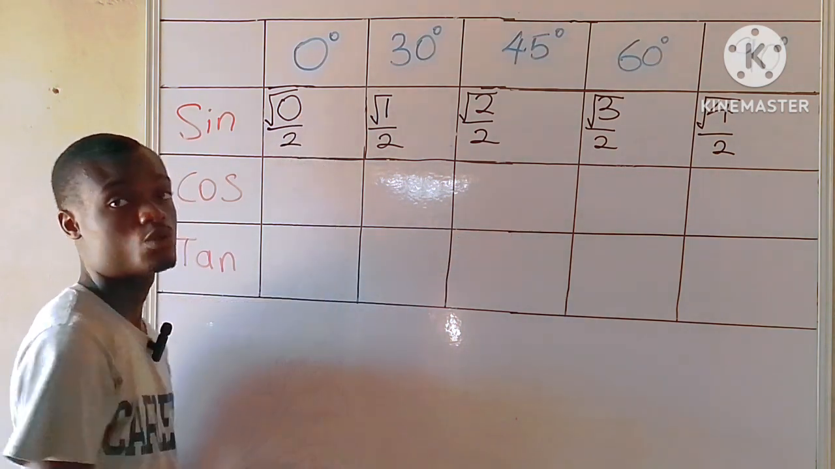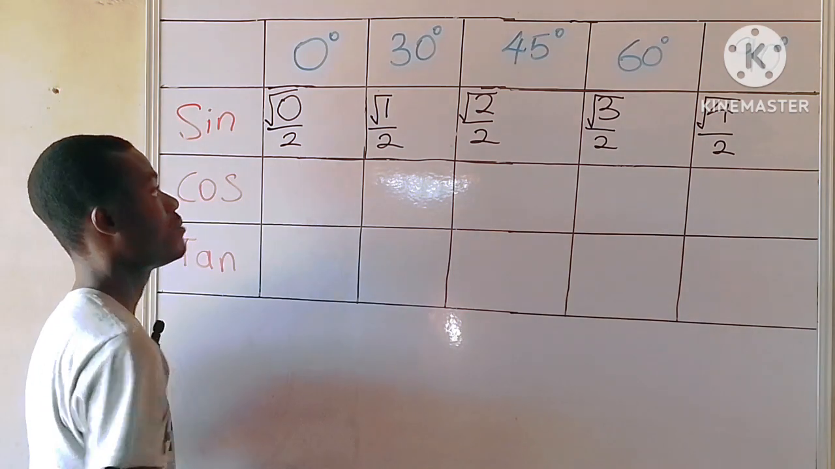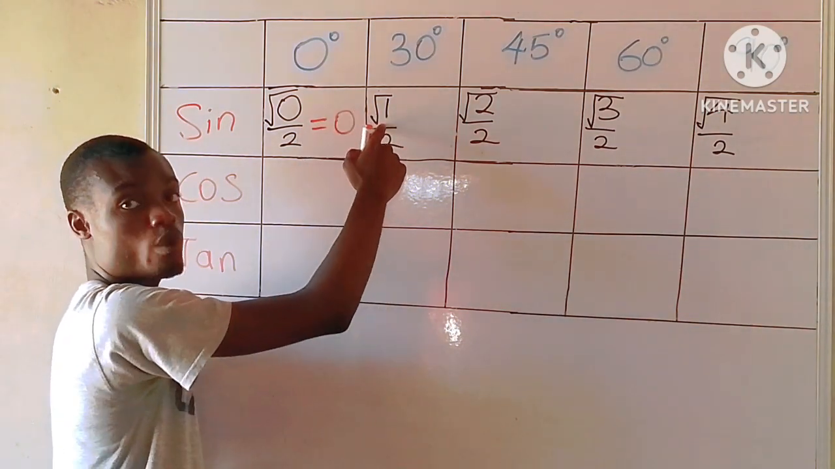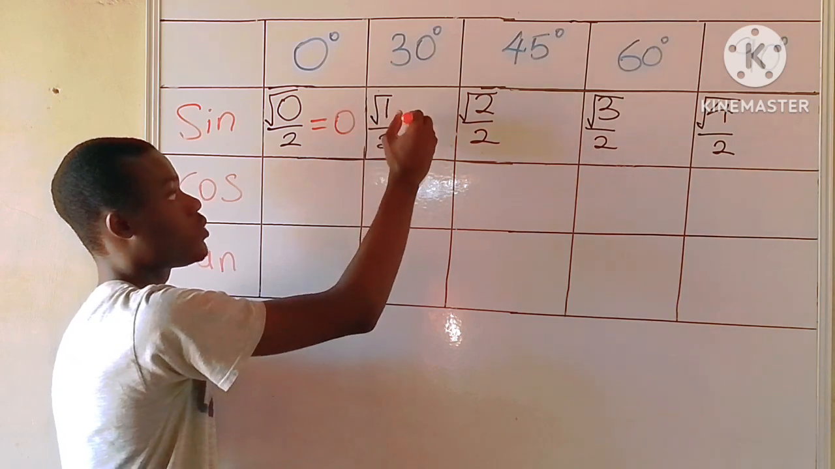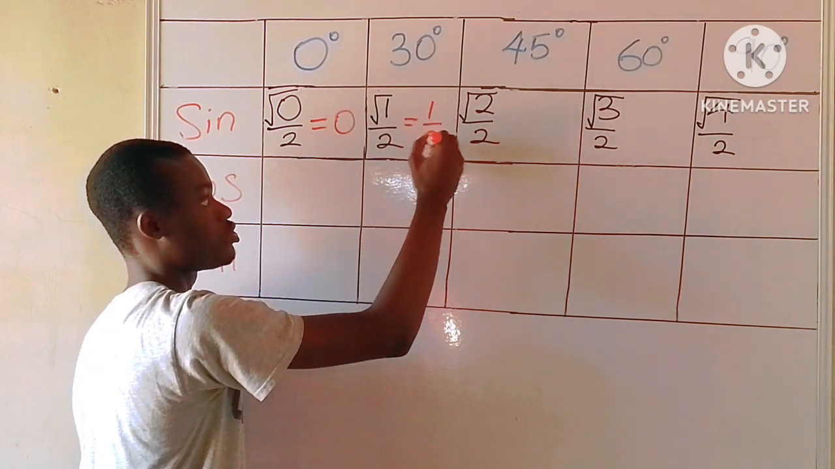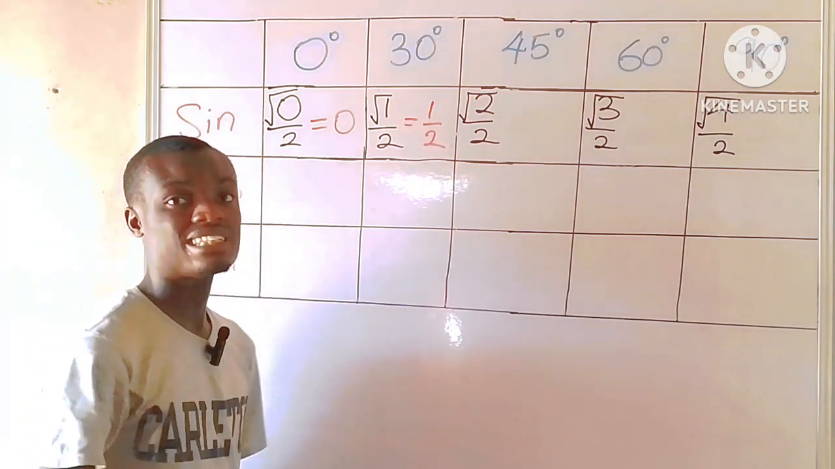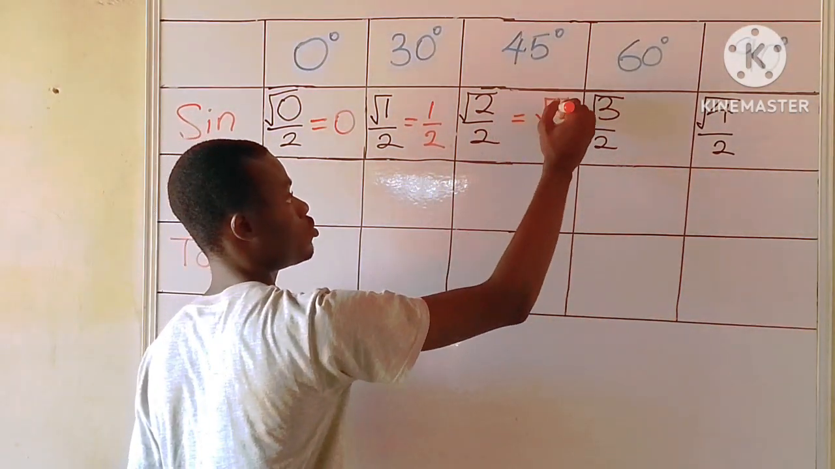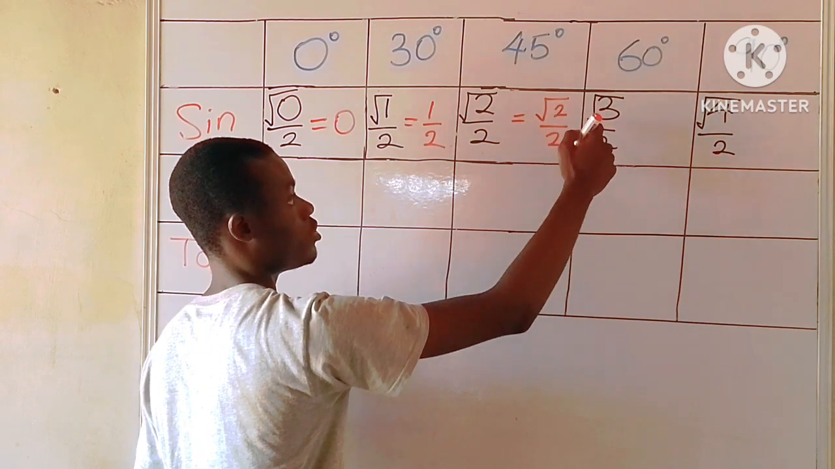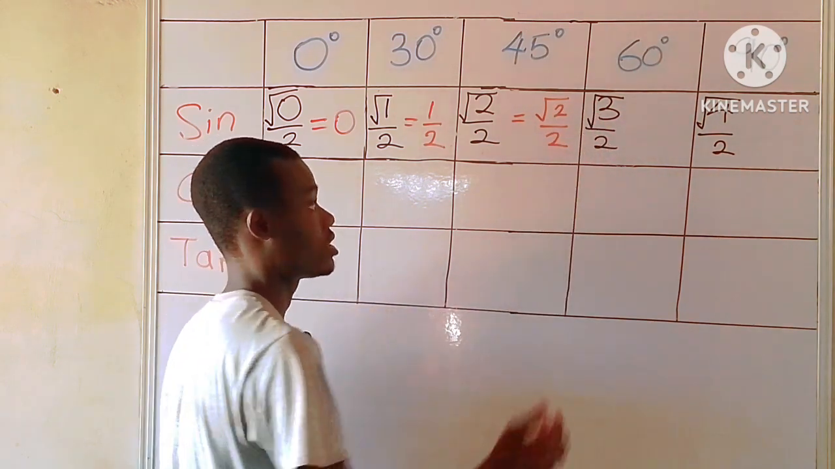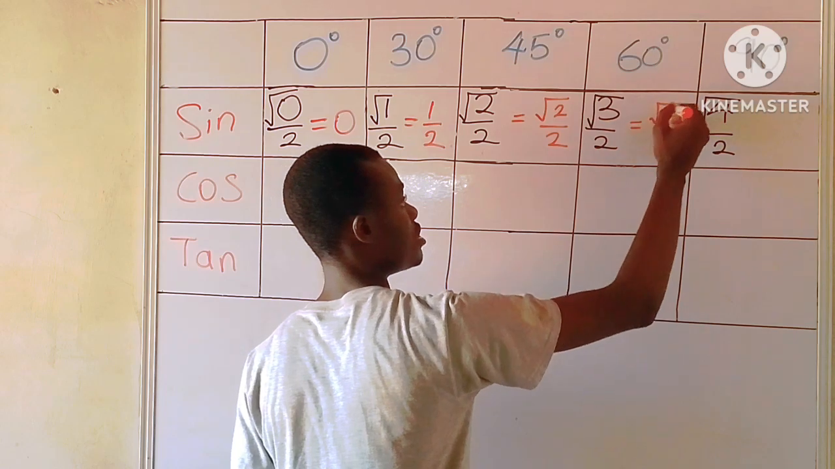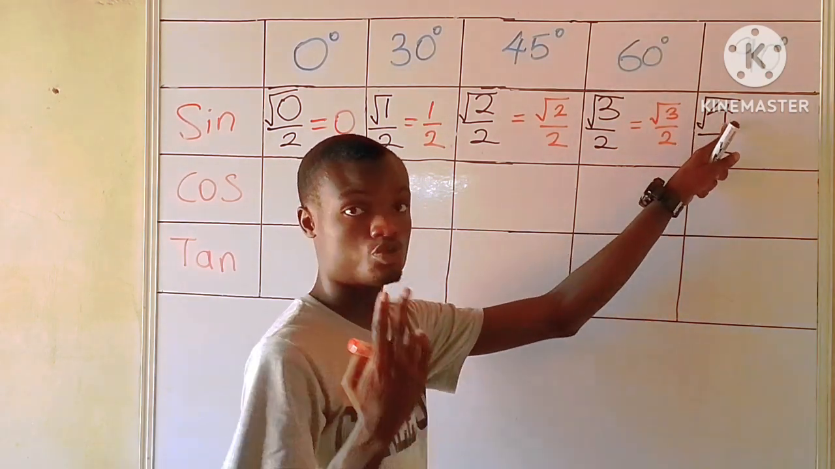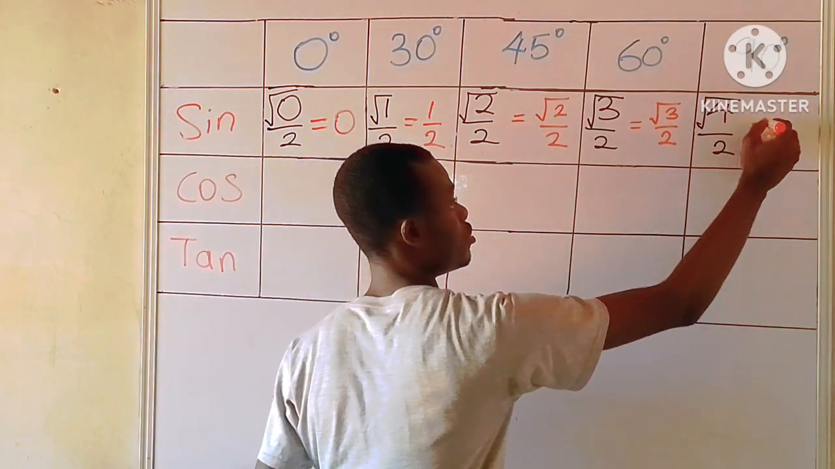The square root of 0 is 0 and 0 divided by 2 will give us 0. The square root of 1 is 1. So we are going to have 1 over 2. Root 2 is an irrational number, so we are going to leave that root with the number. So it becomes root 2 over 2. Root 3 is also an irrational number, so we are going to write it as root 3 over 2. And then the square root of 4 is 2, and 2 divided by 2 gives us 1.